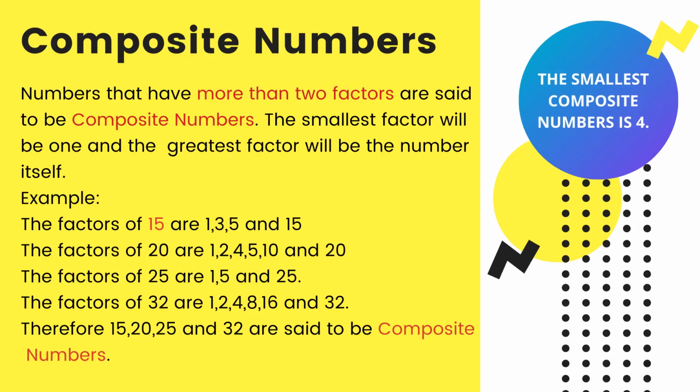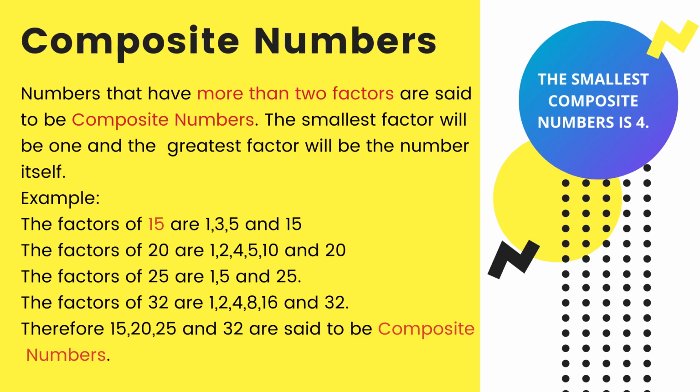Composite numbers. Composite numbers are numbers that have more than two factors. The smallest factor will be 1 and the greatest factor will be the number itself. Take a look at the examples provided.